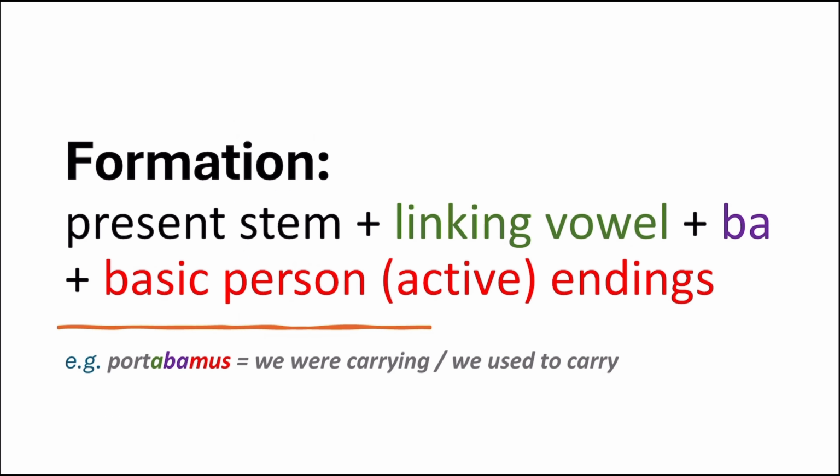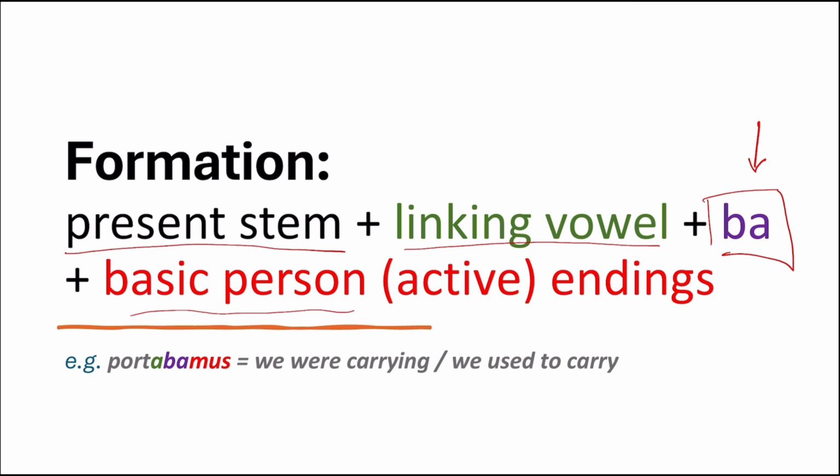You form the imperfect tense by using your present stem, so just like the present tense, your linking vowel, which is different depending on your conjugation, ba, and your basic person endings. When I was taught Latin, I was always told to think of your imperfect sheep going ba. So that is how I will always remember it. If you need a reminder of your basic person endings, then click on the link coming up now.